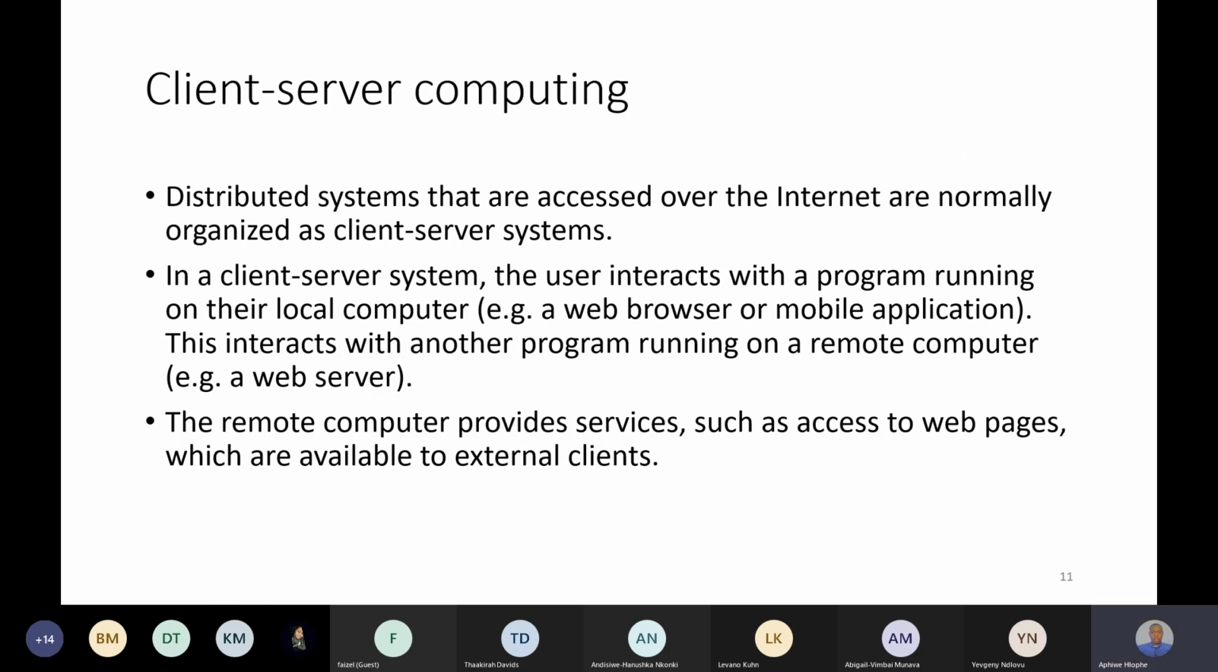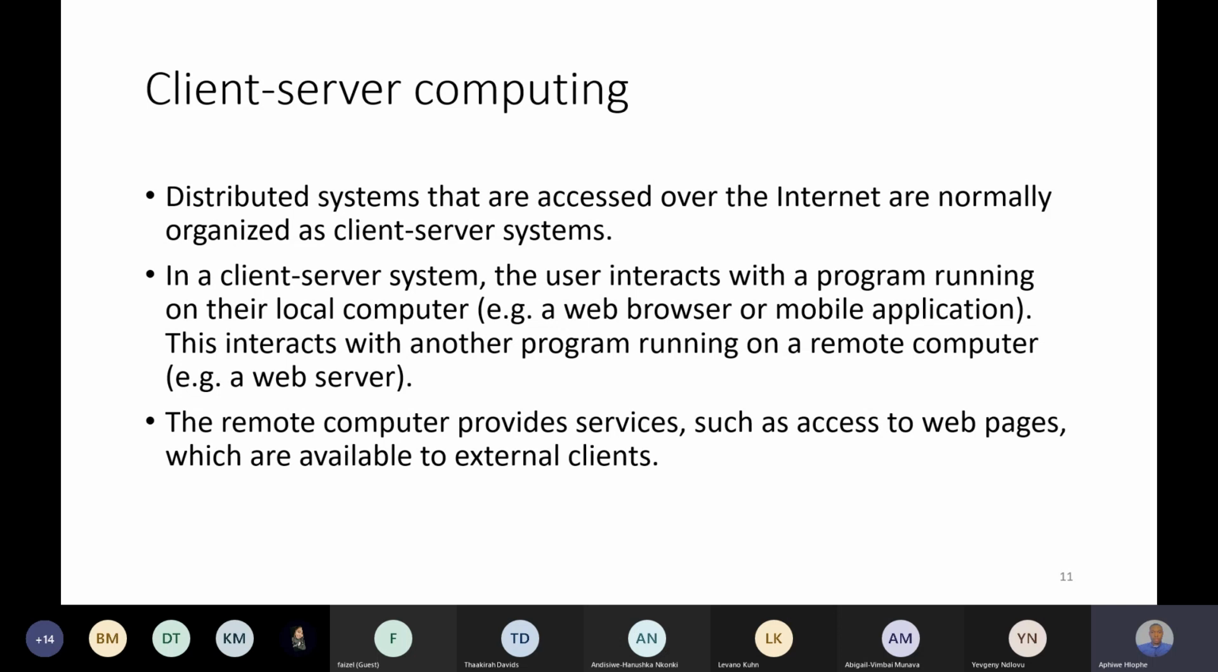So we say client-server computing. Distributed systems accessed over the internet are normally organized as client-server systems, and the internet is an example. When you access any application through a web browser, that is an example of a client-server interaction.